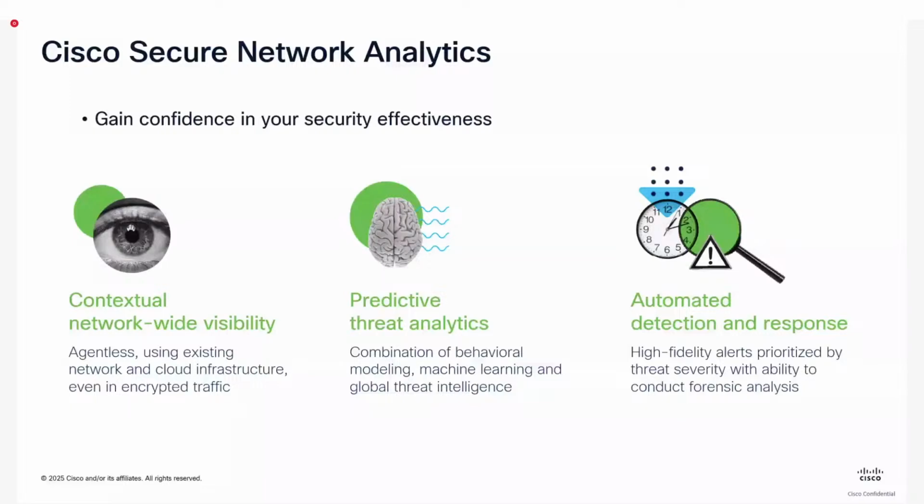We're going to give you predictive threat analytics here. So we're combining behavioral modeling, building baselines, some machine learning, and tying all that together with global threat intelligence to help find threats on your network. And we're doing that also with automated detection and response. So that being the R portion in NDR.